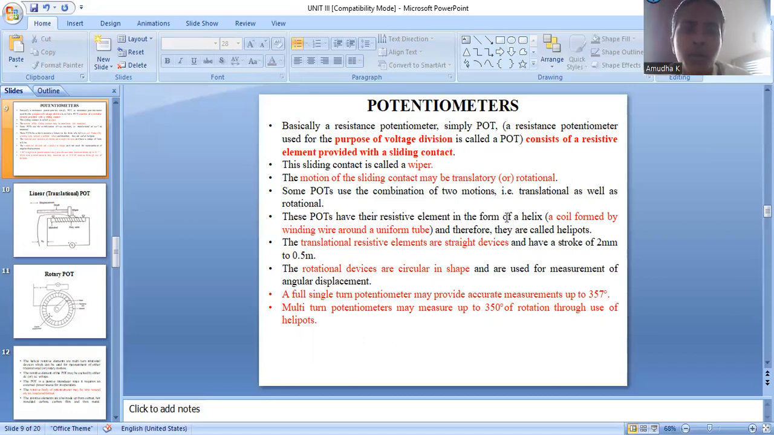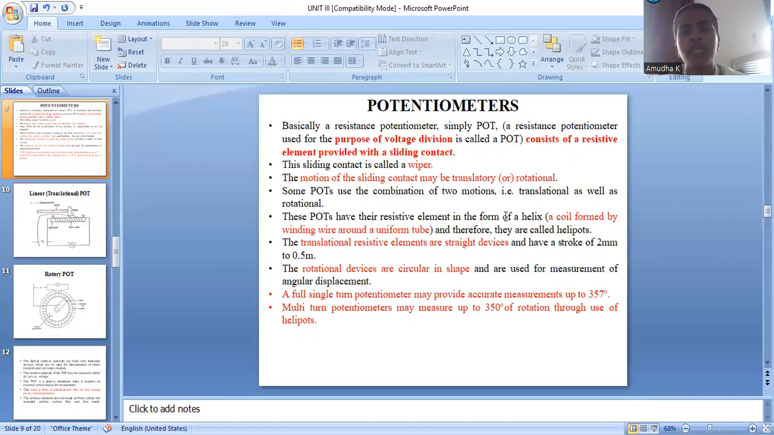These kinds of potentiometers have a resistive element in the form of a helix. A helix is a coil formed by winding wire around a uniform tube, and that is called a helipot. Then the translational resistive elements are straight devices and have a stroke of 2 mm.